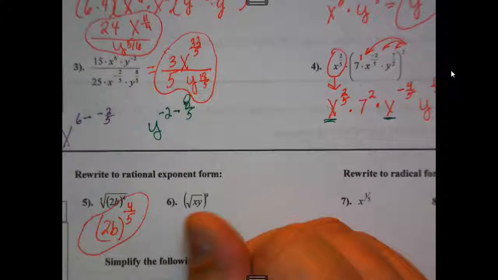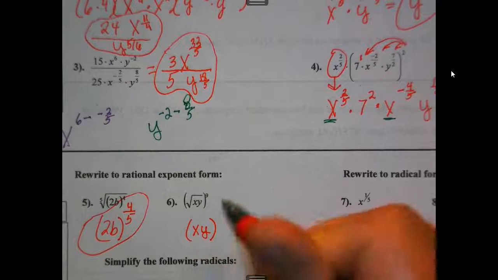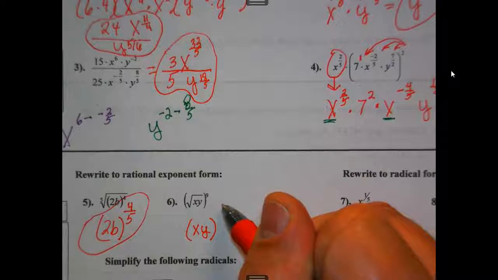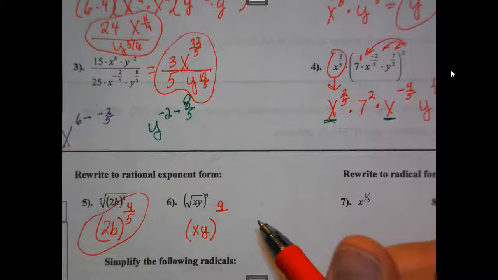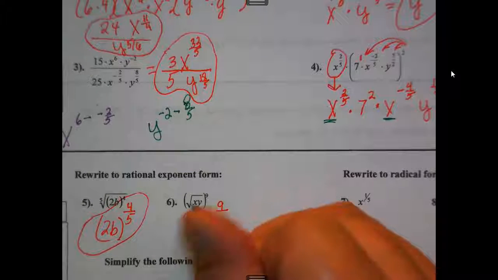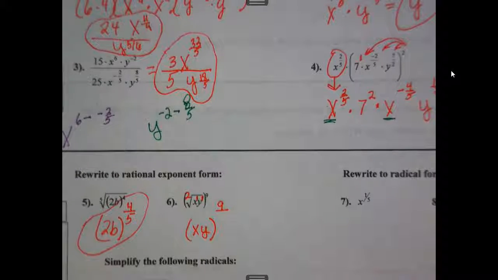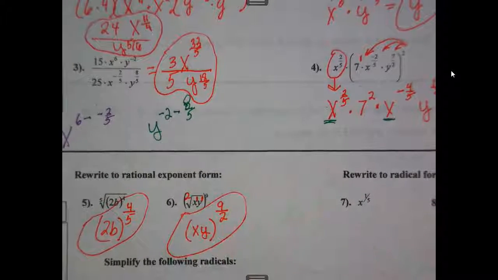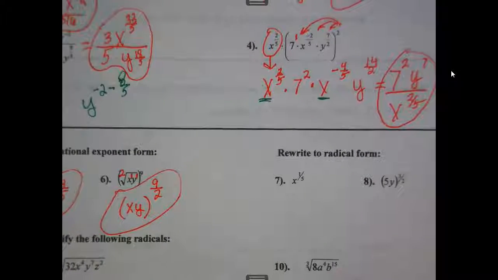Number 6, my base, that's all you do. Base is xy. Exponent is 9. What's my root? No, it is not 1. The exponents are 1 when they're not there. My radical is a 2 if there's nothing there. What about number 7?